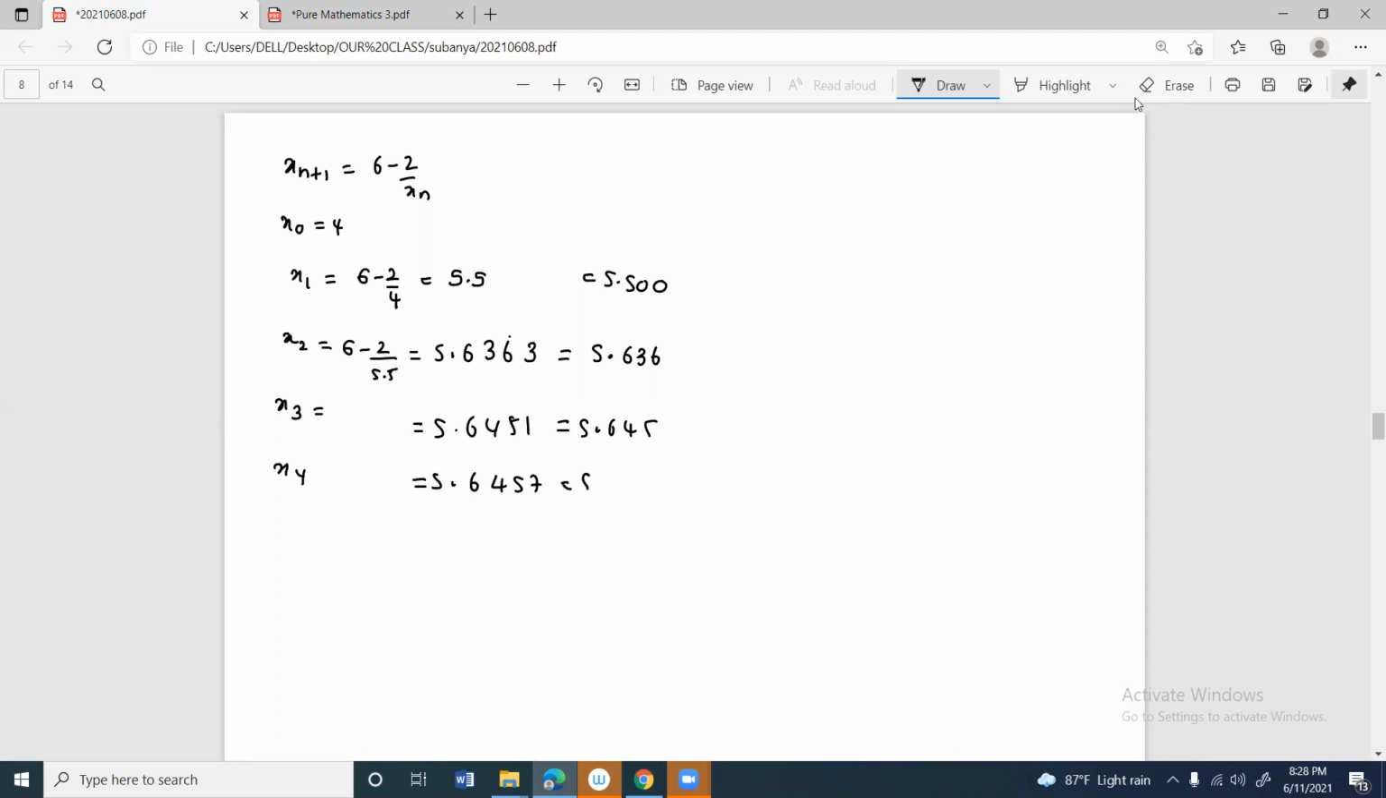x_4 is 5.6457, that is 5.646. x_5 is 5.6457, that one is also 5.646. Now what you can understand is that from this formula you get the solution much closer, and in fewer steps. You'll be able to get the first solution. That's what you have to understand.